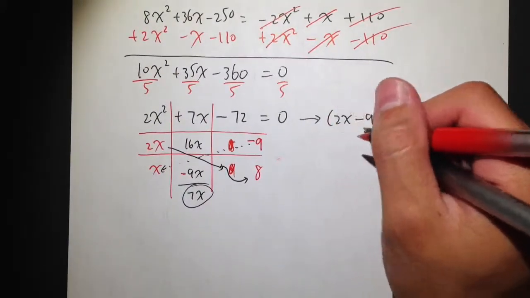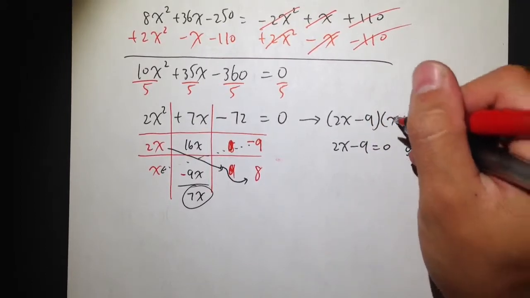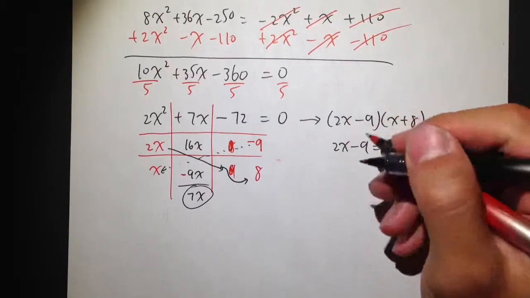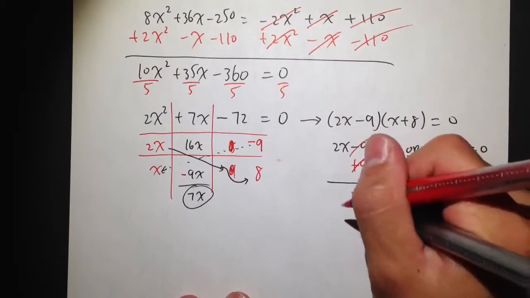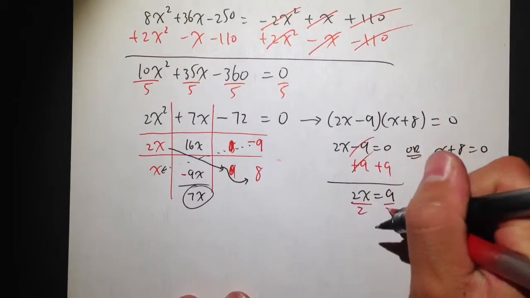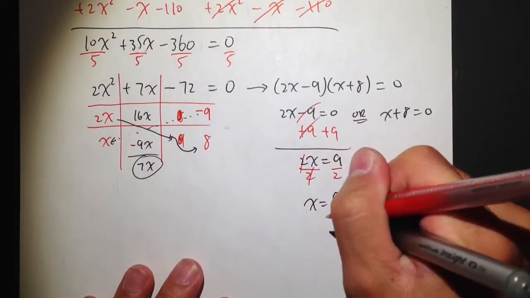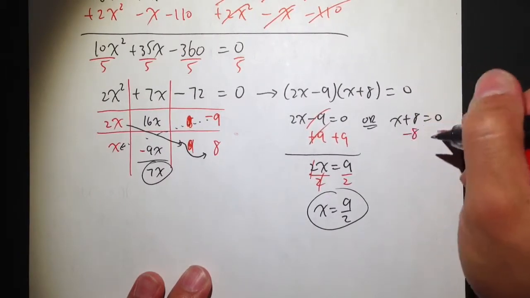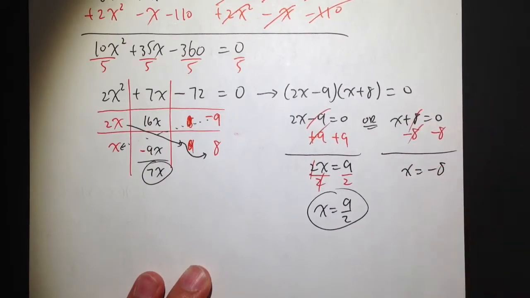For the first parentheses, 2x minus 9 equals to 0. Or we also have the second part, x plus 8 equals to 0. Then we just need to solve it. Plus 9 on both sides. Cancel. And then I have 2x is equal to 9. And then I just need to divide both sides by 2 here. Cancel. I get x is equal to 9 over 2. First answer. For the second part, I just need to subtract 8 on both sides. And I get x is equal to negative 8.